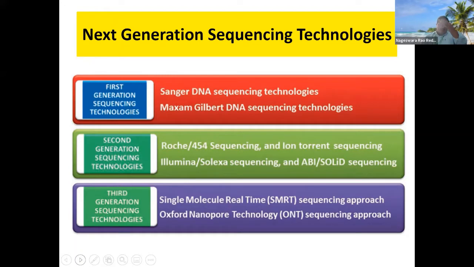And we have the third generation sequencing technologies, which is known as single molecule real-time sequencing approach. In short, they're known as SMRT. Then Oxford Nanopore Technology, ONT. Now this Oxford Nanopore technology has improved a lot, and the same nanopore technology is also present in fourth generation and also in fifth generation. Okay, so these are the three generations we've seen.